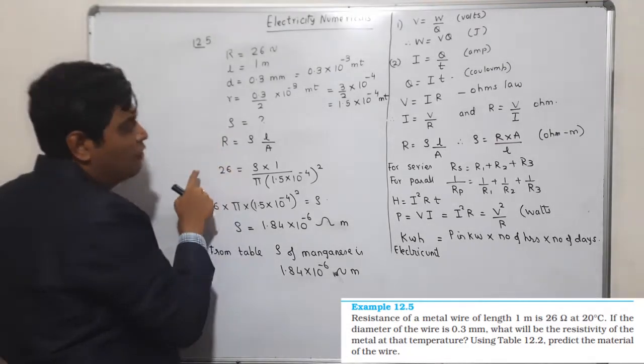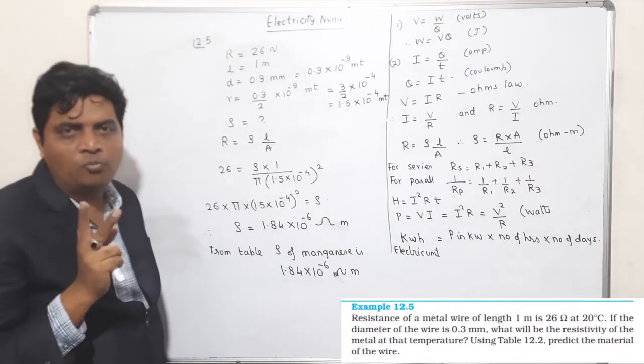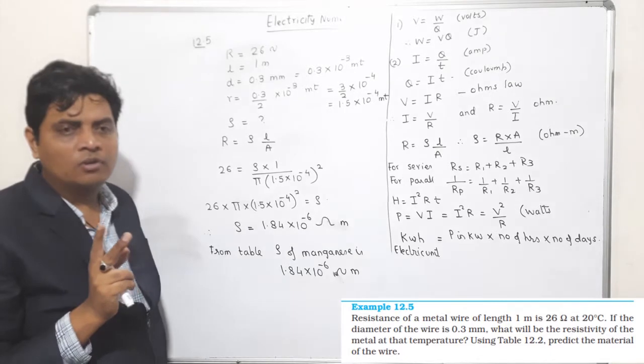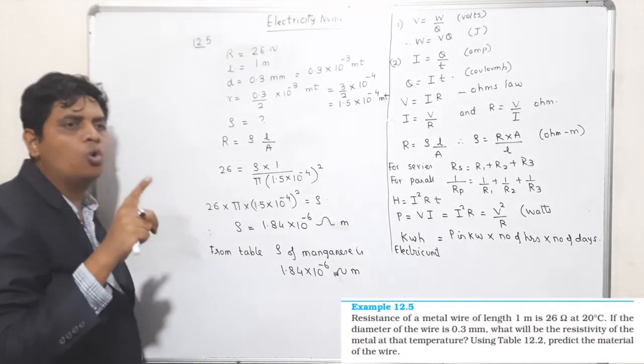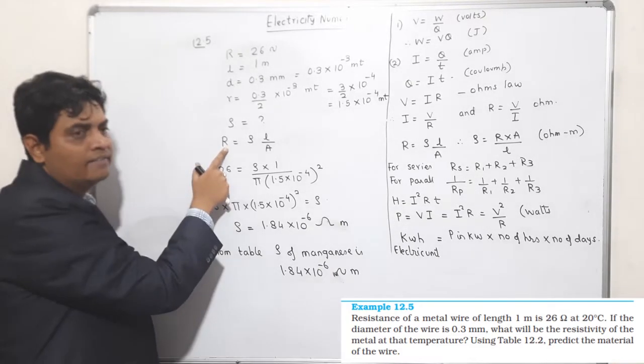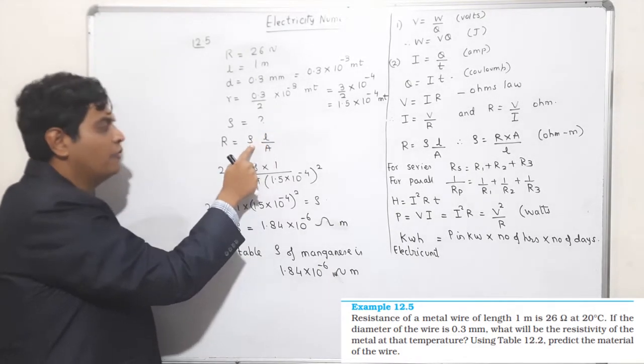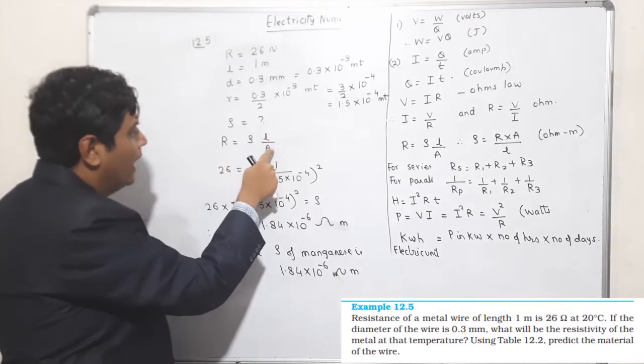Now, what is the formula for resistance? You remember there are two formulas. One formula is R is equal to V upon I. The next formula is R is equal to rho L upon A. We will use the second formula because we want to find rho. So R is equal to rho L upon A.